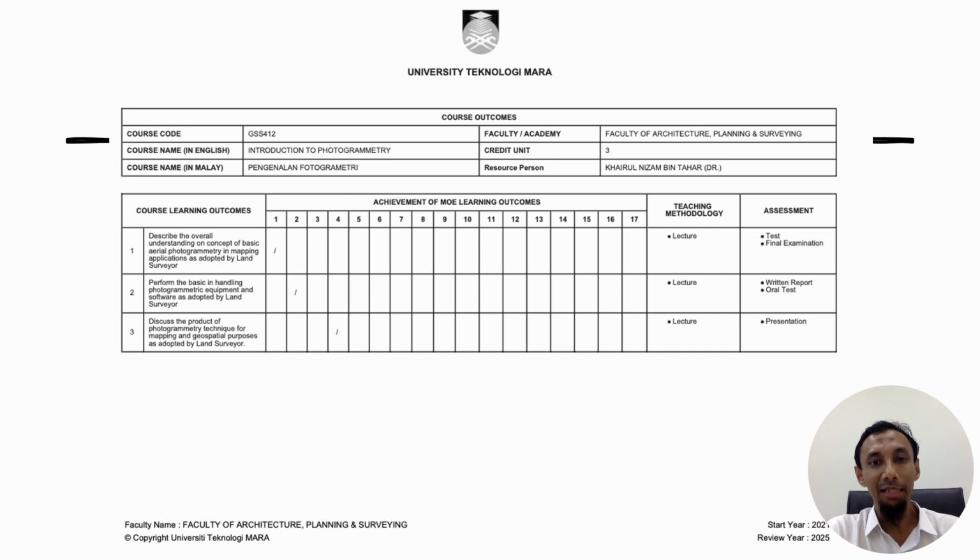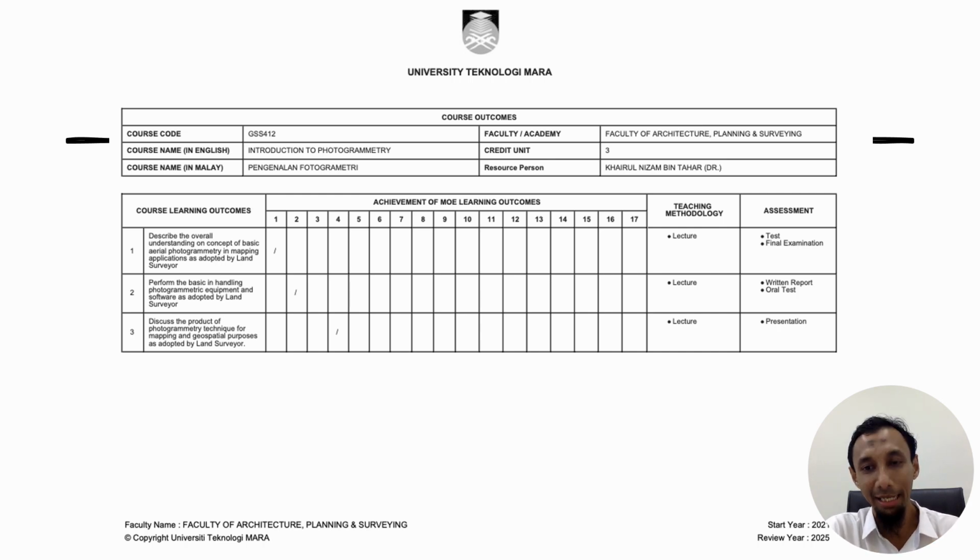Okay, so this is the assessment related to the CLO. For CLO number 1, you will have the test. This is the assessment, how we evaluate you, in order to know the level of knowledge that you have.